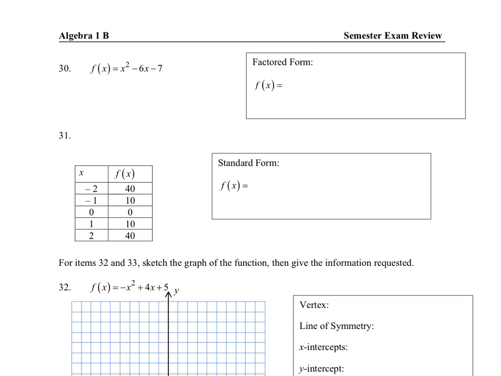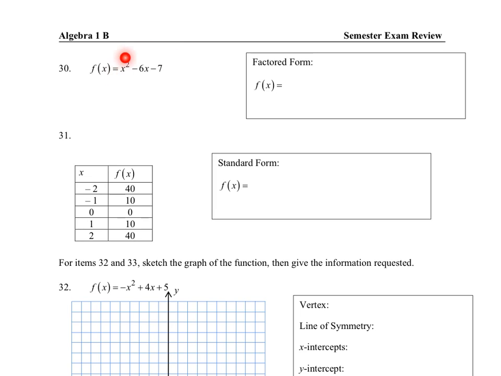Question 30 gives us the function f of x equals x squared minus 6x minus 7, and it asks us to put it in factored form. This means we need to factor this expression into two binomials, basically meaning we're given the area and we need to find the side lengths of that rectangle.